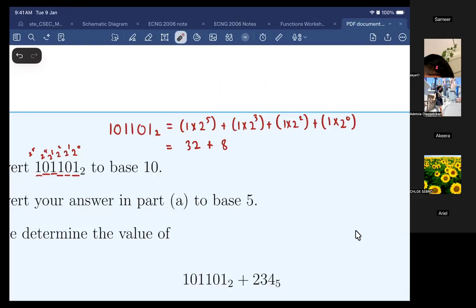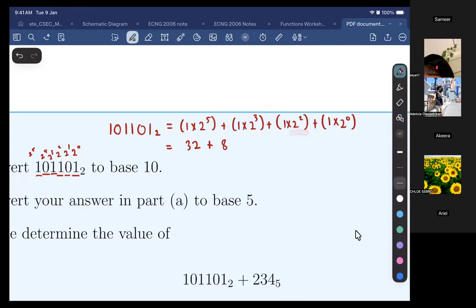Right? What is 2 to the power 2? Tell me, guys. So 4. 1 by 4 is 4. What is anything to the power 0? We learned this last class. Anything to the power 0 is 1. So that's really 1 by 1, which is 1.